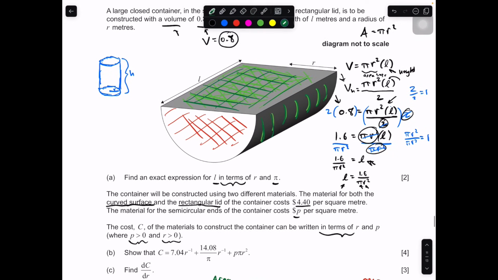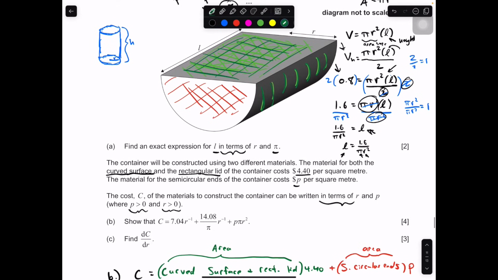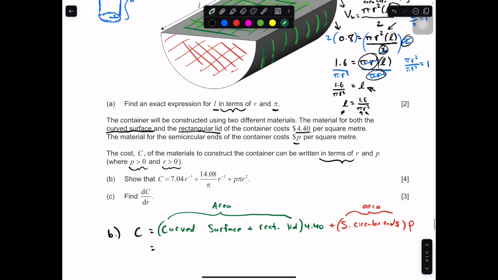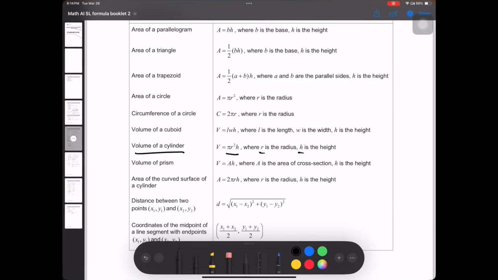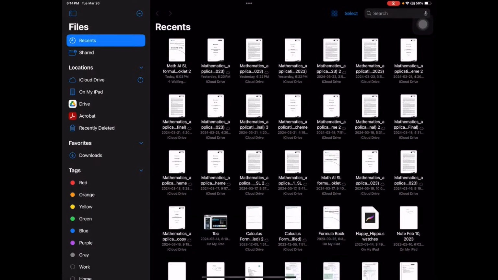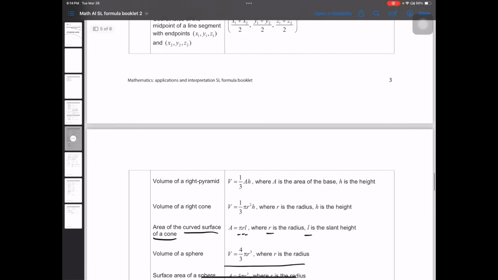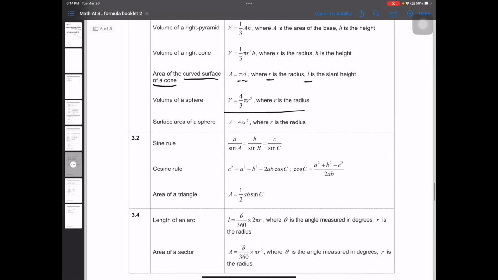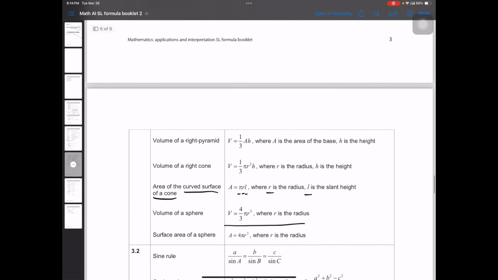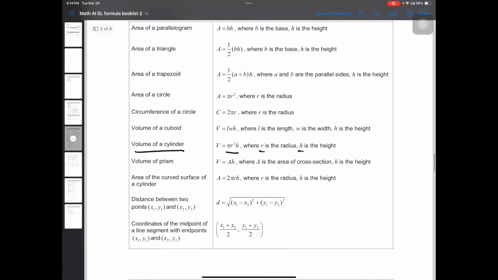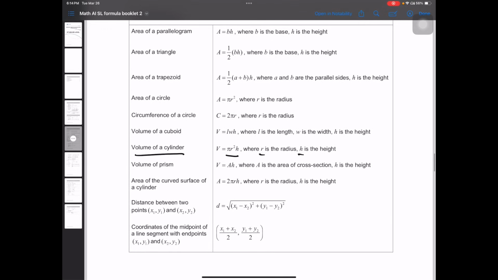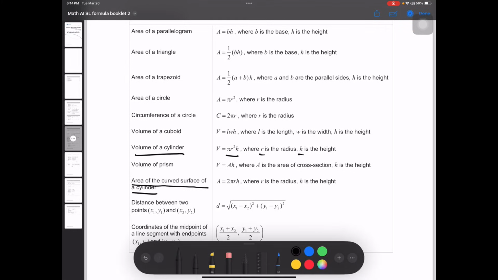So the curved surface, what is the surface area of a cylinder? This one's actually in your formula booklet. I'm going to go there real quick, and we'll speed up this one as well. So where are we? The curved surface of a cylinder. So geometry, trigonometry. Here we are, area of a curved surface of a cone. We want the curved surface of a cylinder. Okay, here we go. Area of a curved surface of a cylinder, and it is 2 pi r h. R is the radius, h is the height. 2 pi r h. Okay.